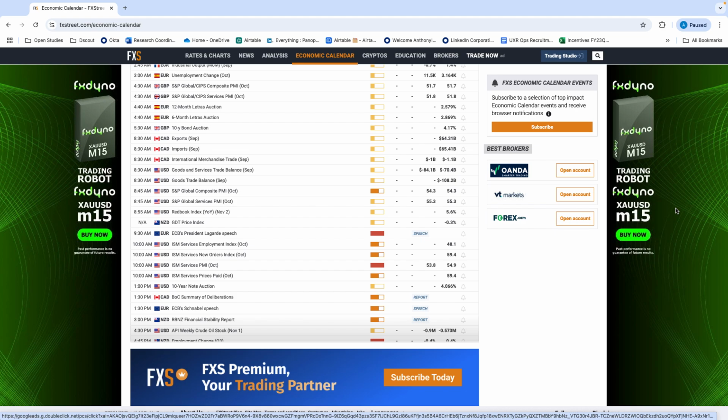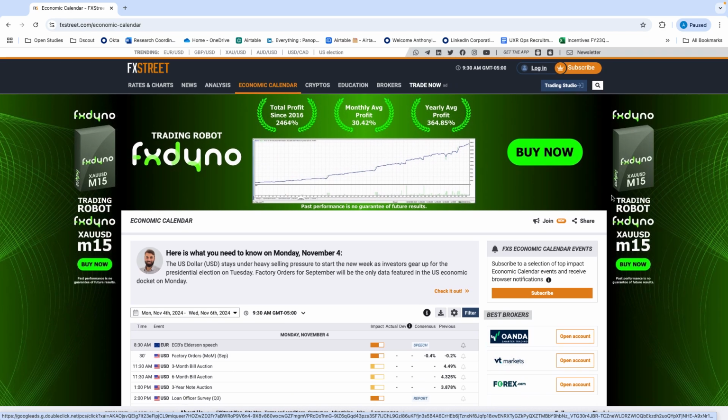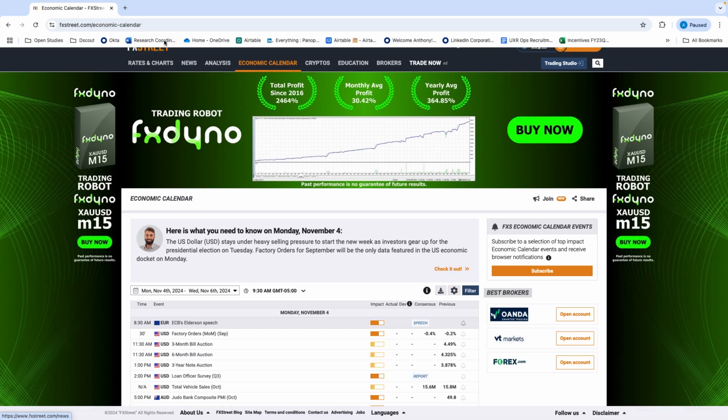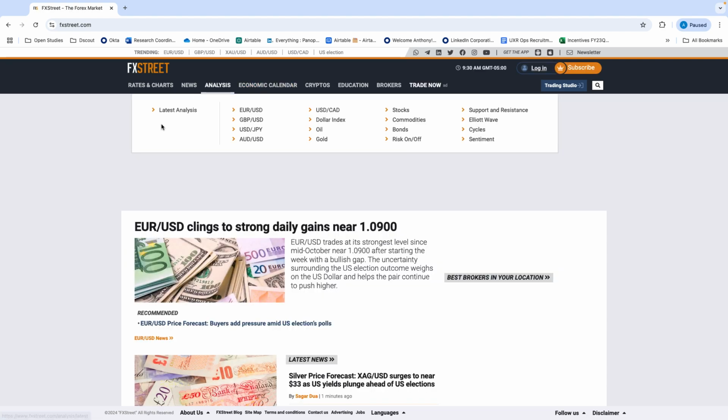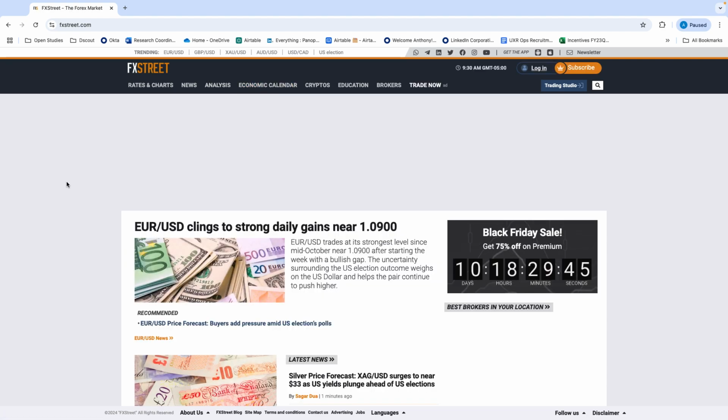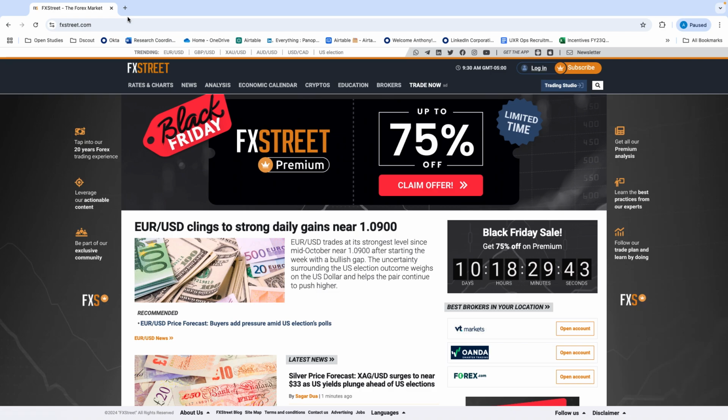I just want to show you guys how to go about doing this. The first thing you want to do is go to fxstreet.com. I'll just go to the home page, the landing page. There are a few different places. You can also use Baby Pips News. I think Baby Pips is a pretty good site for economic news. But for the most part, this is what you're going to do, and this is what you're going to see.